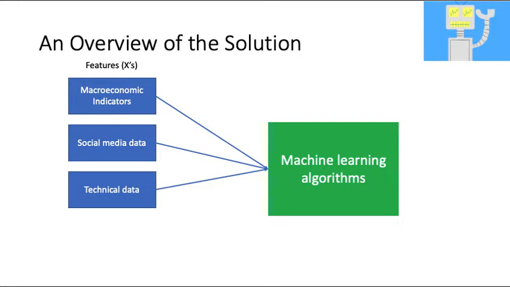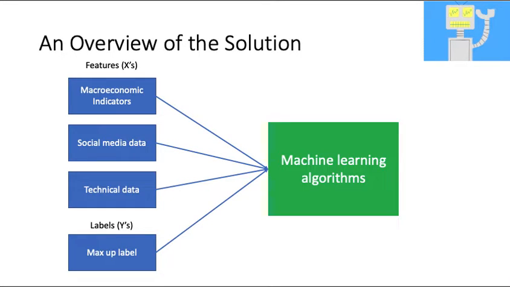The various features I came up with come from three general categories. Macroeconomic indicators: what are the broader markets looking like? Social media data: how much are people talking about a given stock? And technical data: what is a snapshot of a given stock's recent price and volume action?